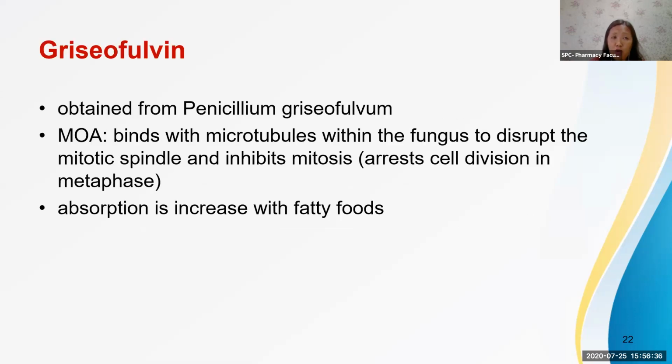Then griseofulvin, from Penicillium griseofulvum. It binds with the microtubules within the fungus to disrupt the mitotic spindle and inhibits mitosis. Why mitosis? Because remember, the fungal cell is eukaryotic, so it divides by mitosis. The mitotic spindle is what is disrupted, so it cannot divide; it will arrest cell division. And usually this is given with fatty food so that absorption is increased, better absorption.